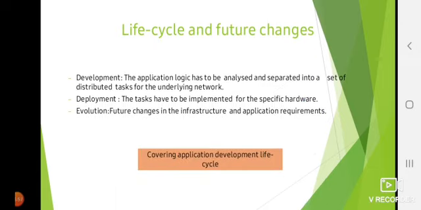Next, we have to see about the life cycle and future changes. In the development, the application logic has to be analyzed and separated into a set of distributed tasks for the underlying network. The deployment is defined as the tasks having to be implemented for the specific hardware. The evolution must cover future changes in the infrastructure and application requirements of the IoT, but in the case of covering all the application development in the life cycle.